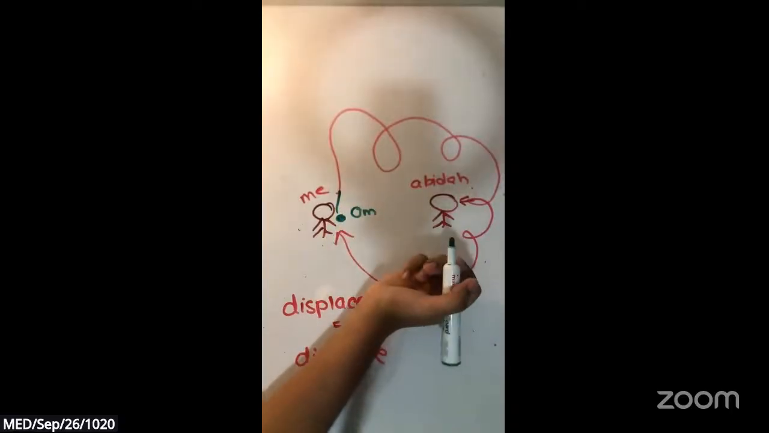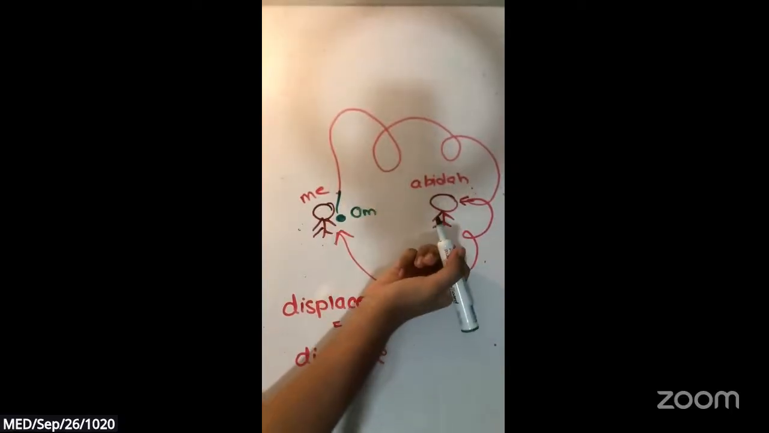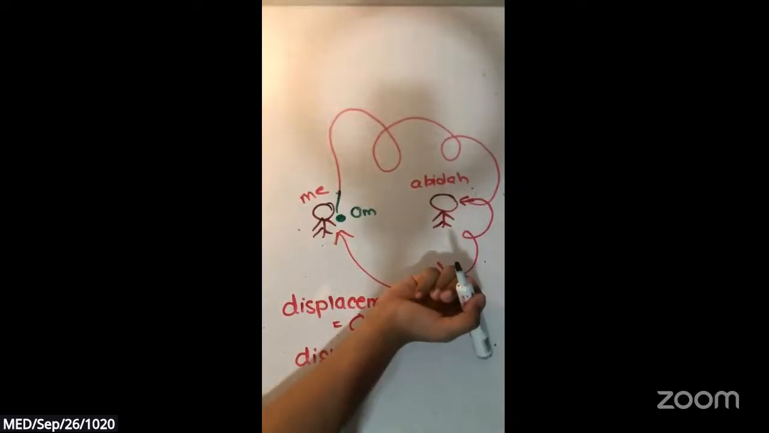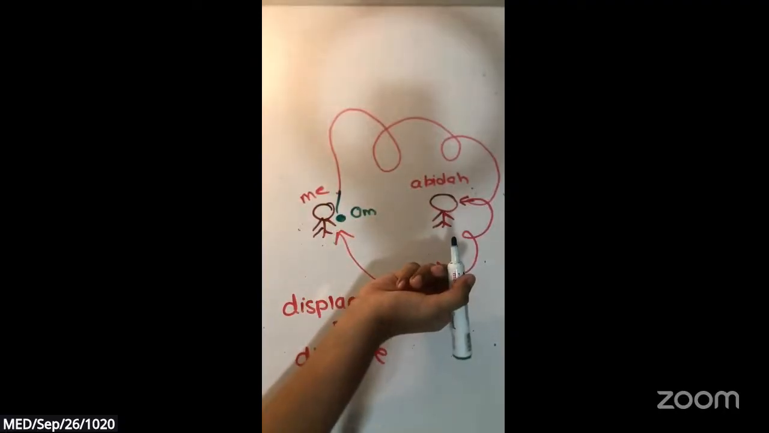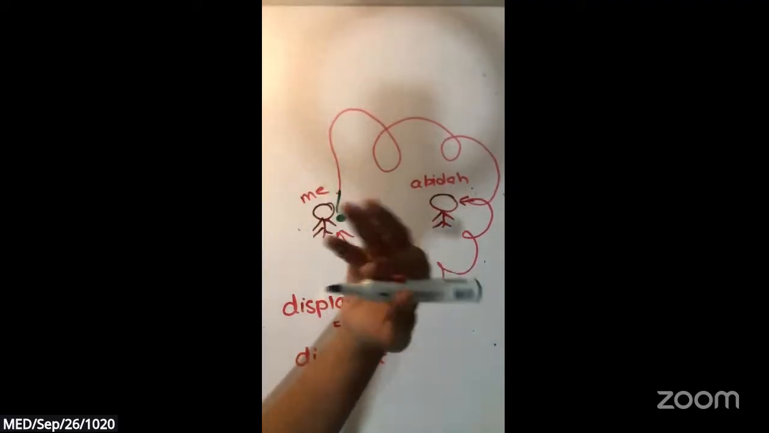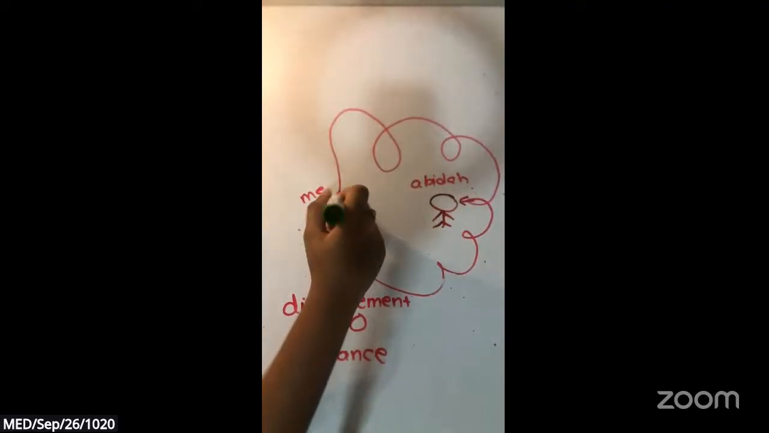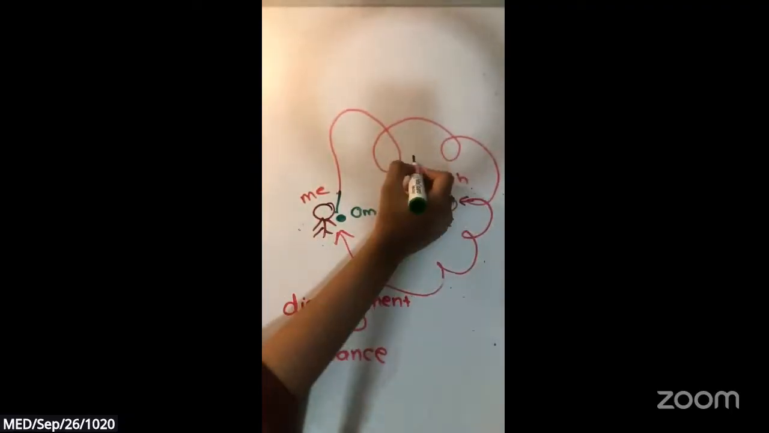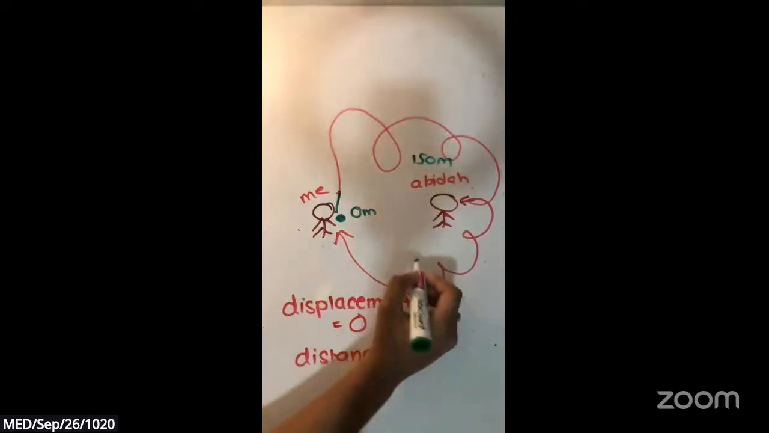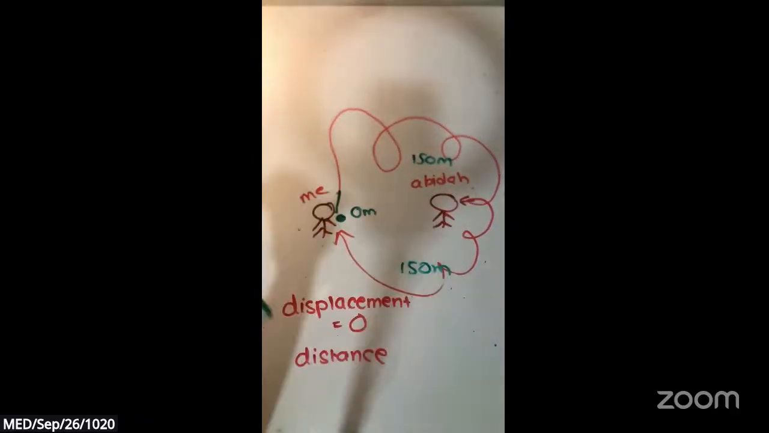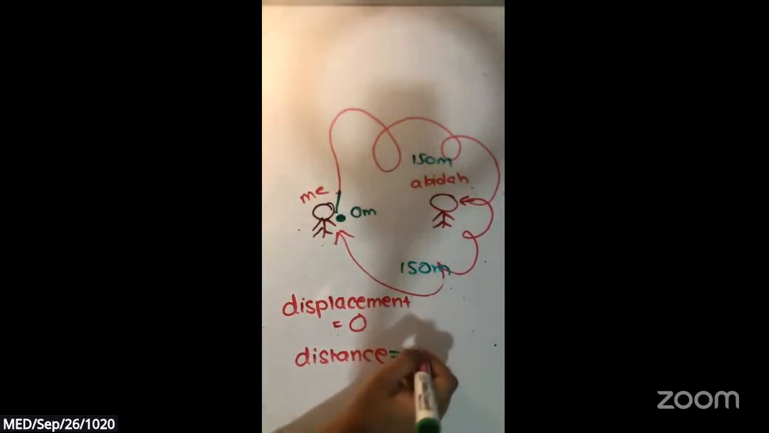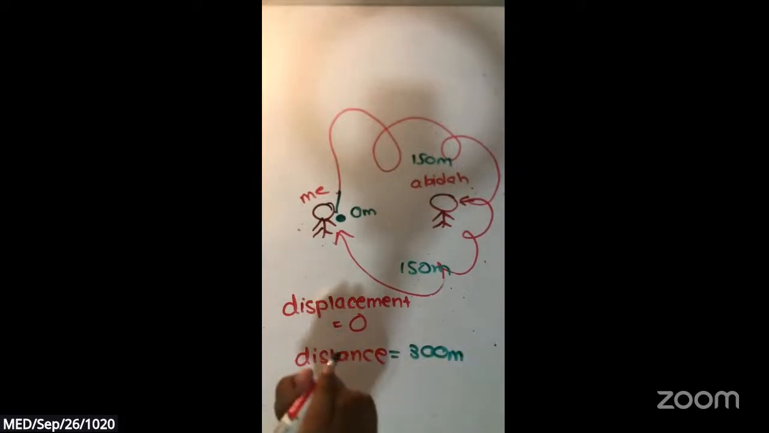I haven't moved, right? Initial point also same, final point also same. So therefore displacement is 0. But what about the total distance from my house and then I go to Abida's house? Maybe it takes 150 meters and another 150 meters. Maybe it would be 300 meters. That's the distance, 300 meters, the total path traveled. Displacement is going to be 0.